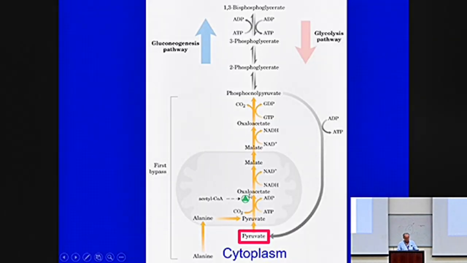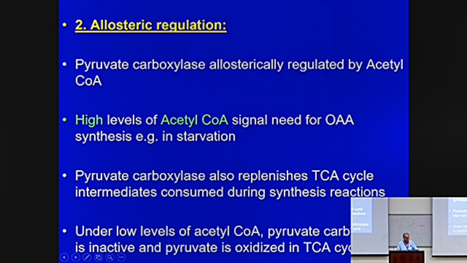Like I said, the rest of gluconeogenesis, going up back to glucose, is going to occur in the cytoplasm. So you have to transport oxaloacetate. This is the mitochondria, if you're not sure. So you have to transport that out. You have to convert it first to malate before it can be transported.